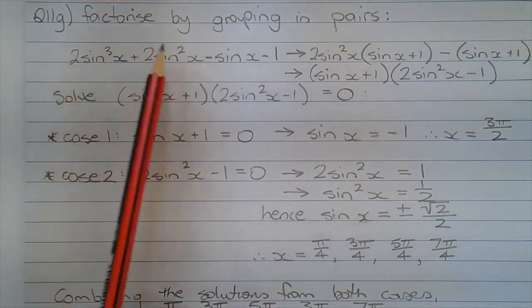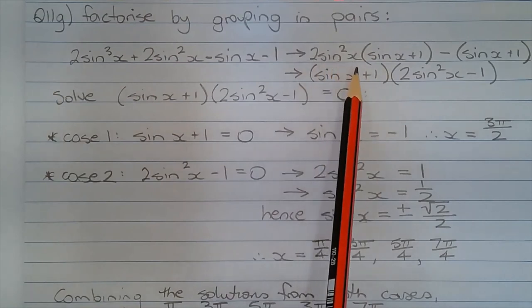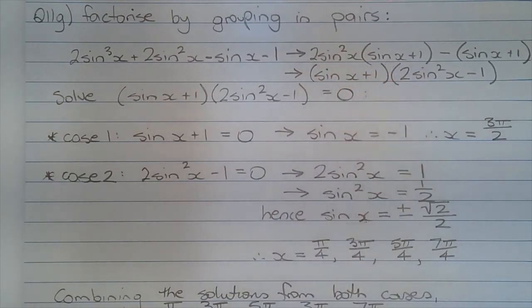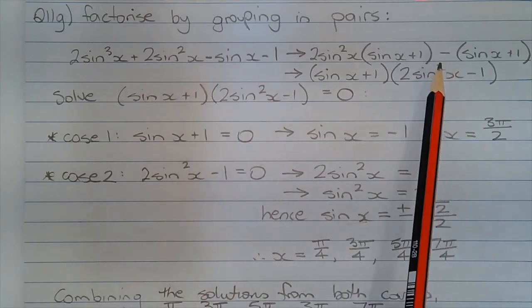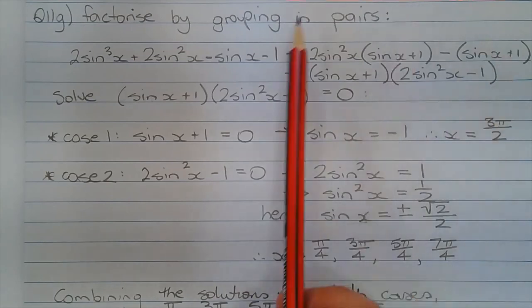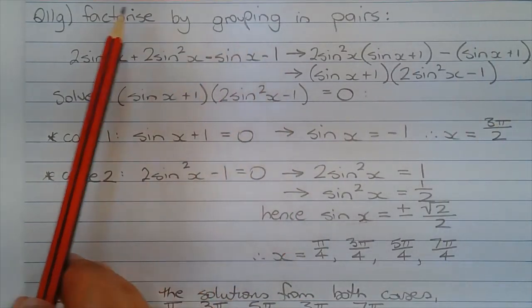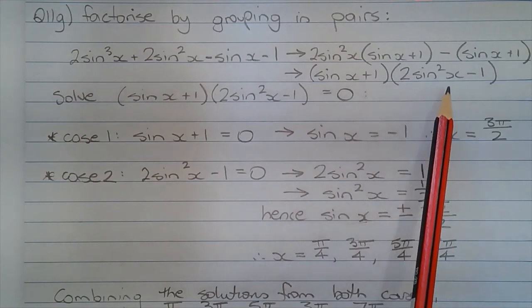Now with the first pair of terms, we can factorize out 2 sine squared x, so that can be written as 2 sine squared x outside of sine x plus 1. And with the second pair of terms, we can factorize out negative 1, so that becomes minus sine x plus 1 in brackets. So to complete the factorization, we can write this expression as sine x plus 1 in brackets multiplied by 2 sine squared x minus 1 in brackets.